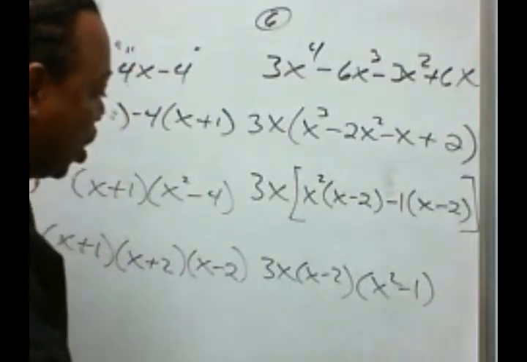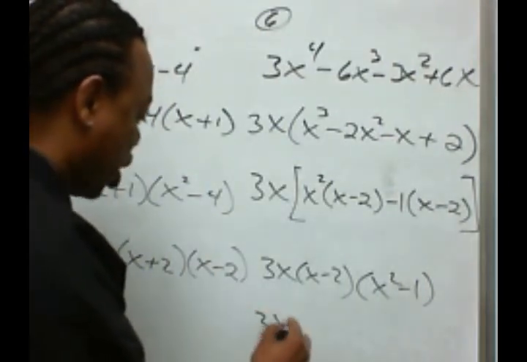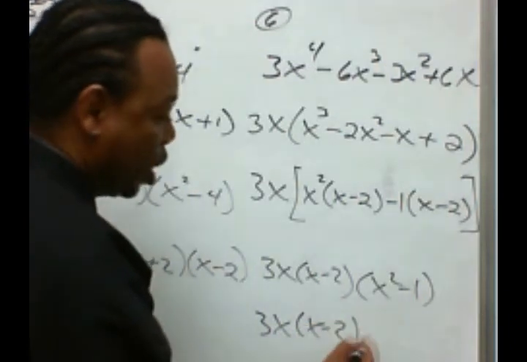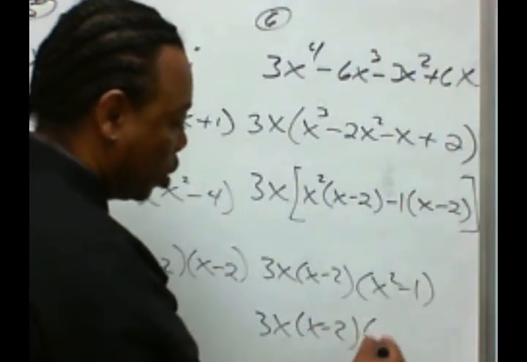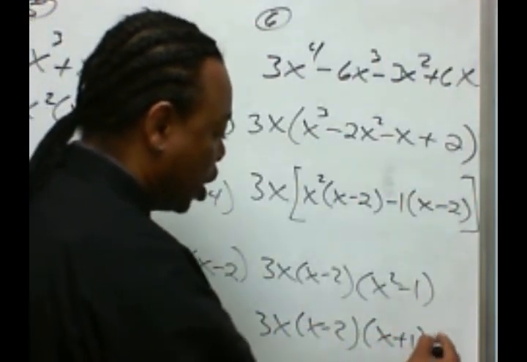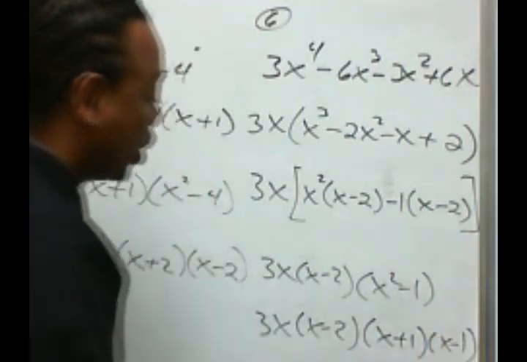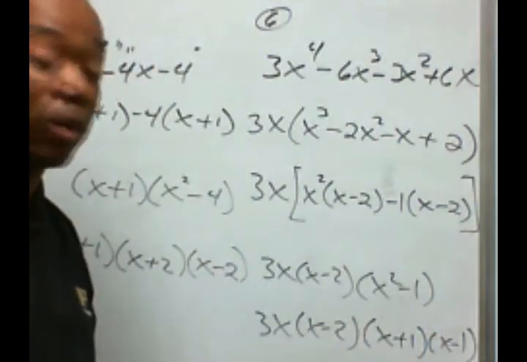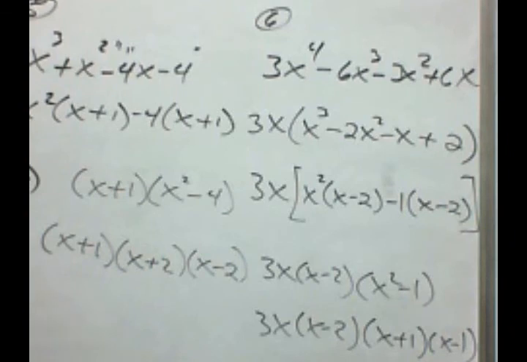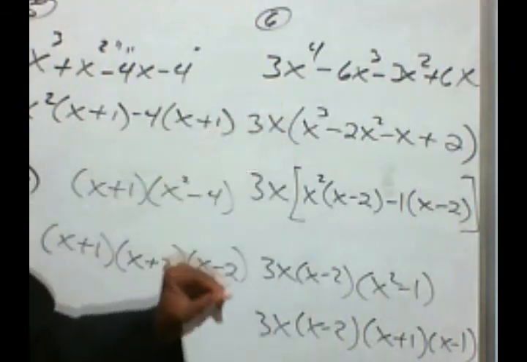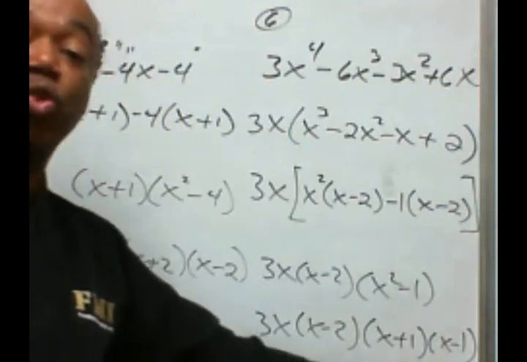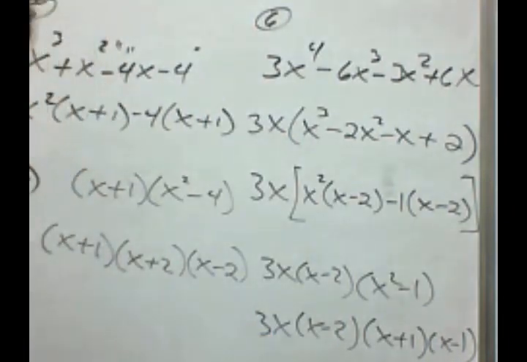From there, I'm going to take my 3x and x minus 2. I'm going to factor my x squared minus 1 into x plus 1, x minus 1. Because again, this is the difference of two squares. And what this tells us is that originally this 4-term polynomial used to be a monomial times 3 binomials.